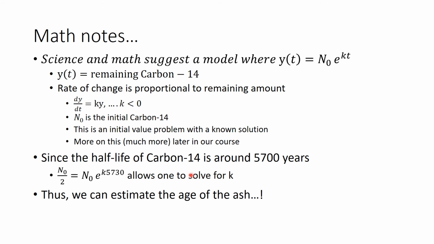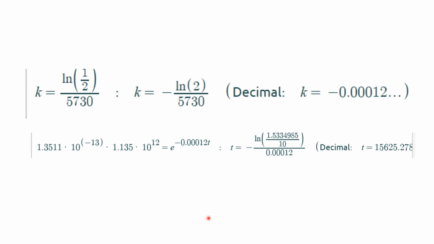It is known that the half-life of carbon-14 is around 5,700 years. In fact, I am using 5,730 here in my example. So we can say half of it will be there after 5,730 years. Then we can solve this for k. If we solve it for k, we will find that k is equal to this number.